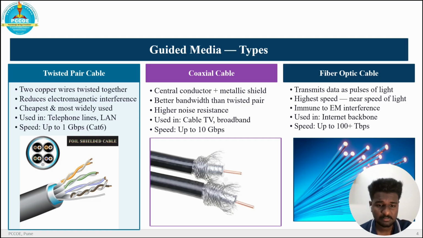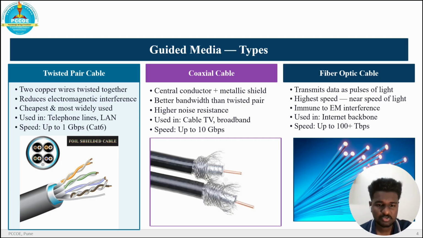Now you might ask, why twisted? The twisting is done specifically to reduce electromagnetic interference from nearby cables and electrical equipment. When two wires get twisted together, the interference they experience cancels out. This is based on a simple physical principle. There are two subtypes of twisted pair cable: UTP and STP. UTP means unshielded twisted pair and STP means shielded twisted pair.